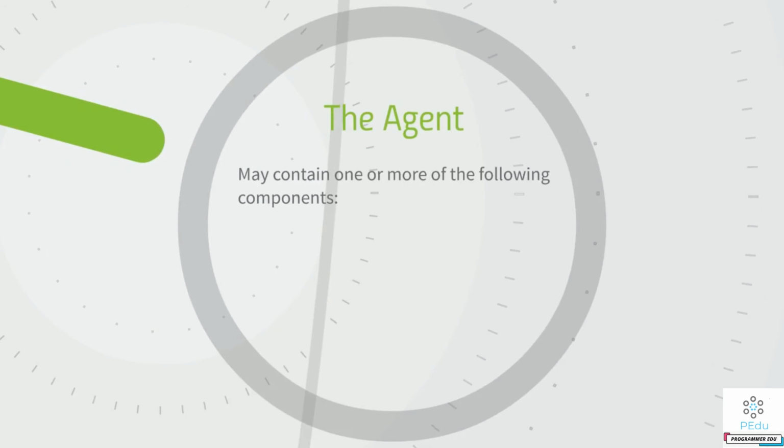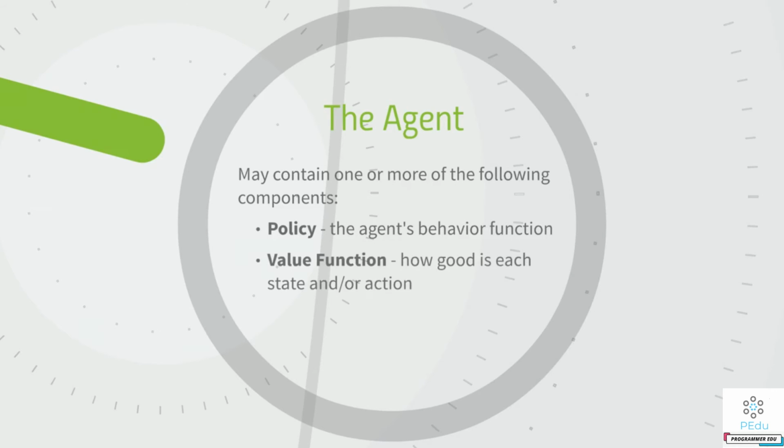So the agent may contain one or more of the following components. The first component being the policy. The policy is simply going to be the agent's behavior function. So this would be a map from state to action. So given a certain state, maybe the position of chess pieces on the board, we're going to perform a particular action, or this move.